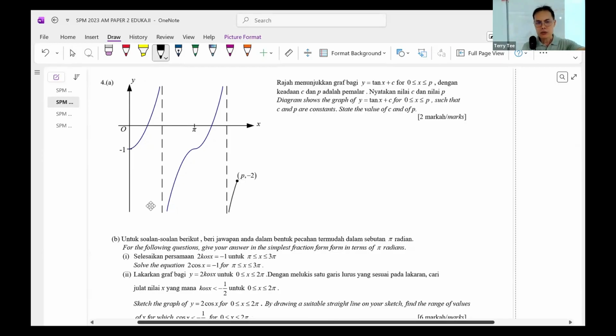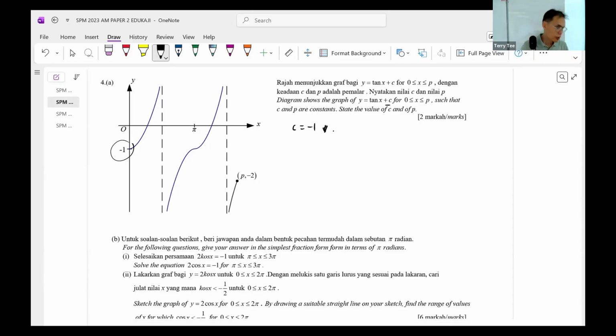Okay, now we know graph of tangent looks like this. If you want to find the value of C, right? C represents the Y translation. So whether you move up or down. So very simple. You look at the graph here. This is your Y translation. So what's your C? C is -1. Straight away.